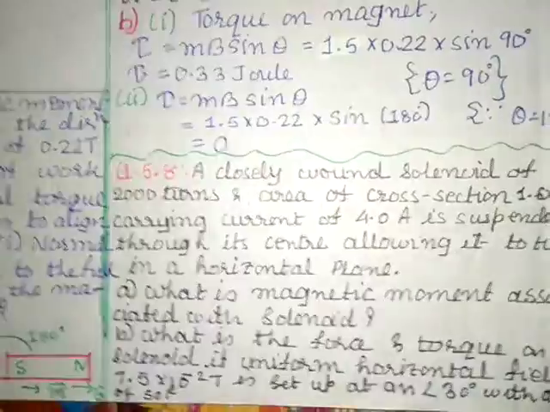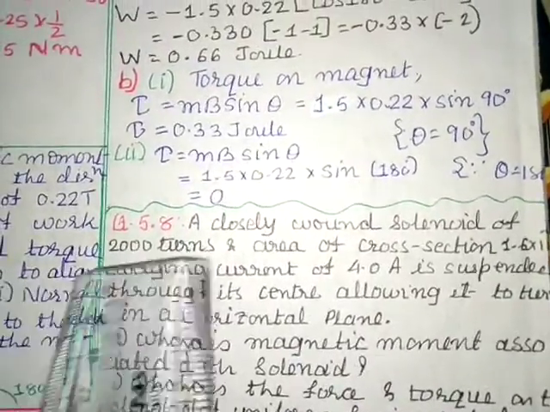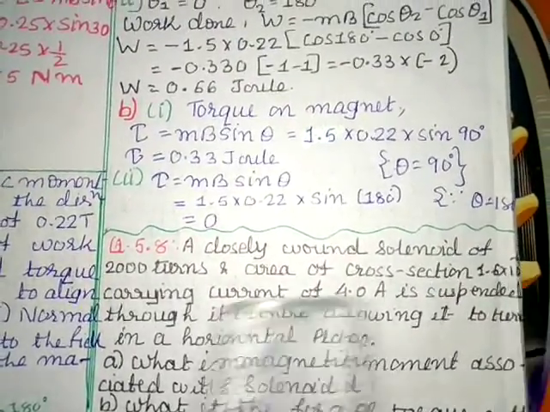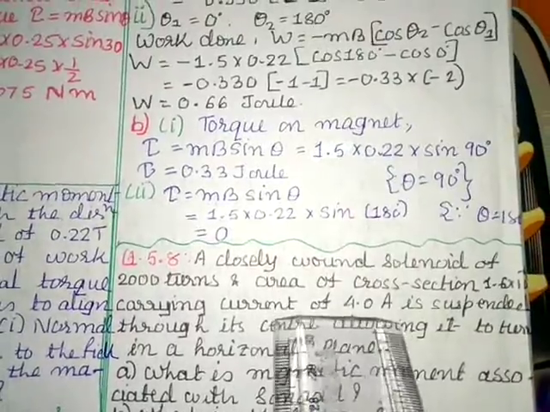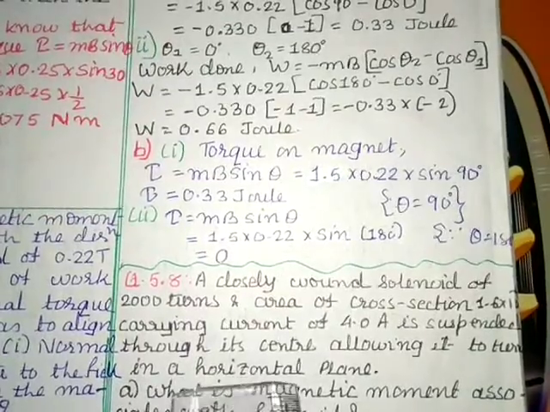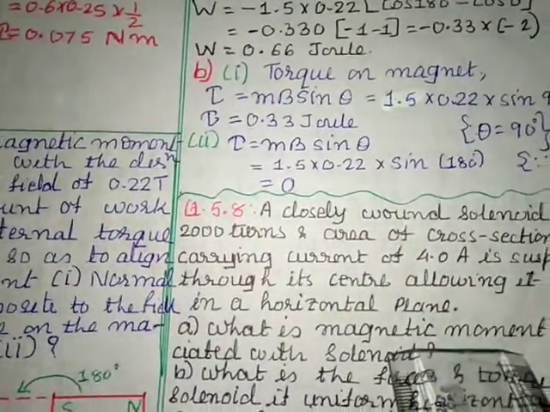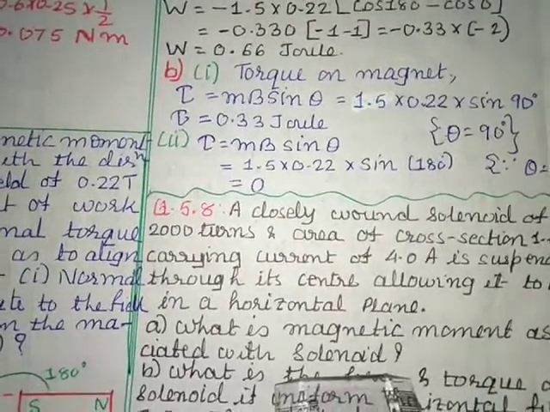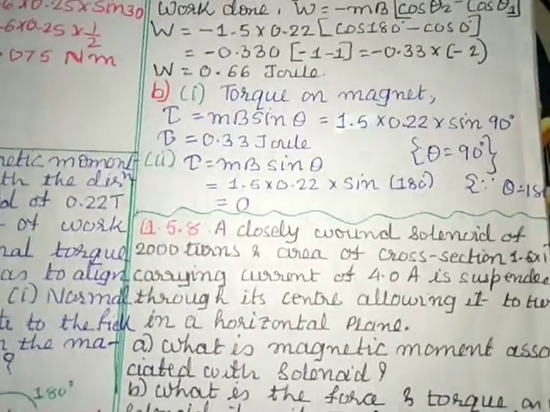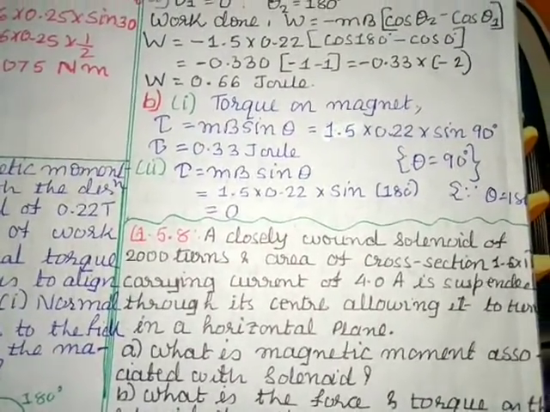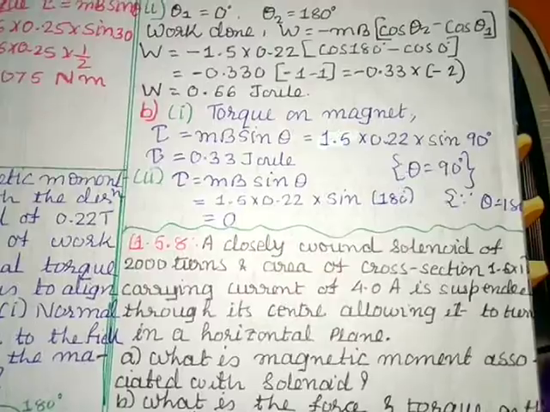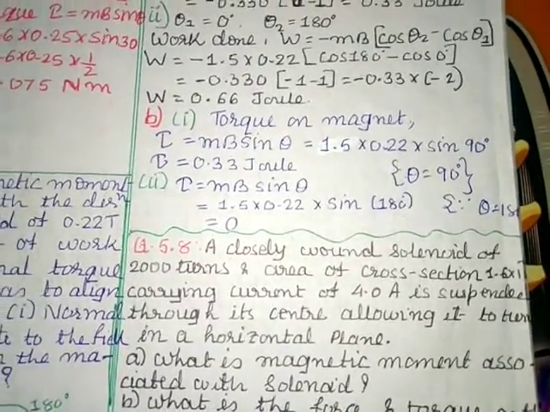Question number 5.8. A closely wound solenoid of 2000 turns and area of cross section 1.6 into 10 to the power minus 4 meter square, carrying current of 4 ampere, is suspended through its center, allowing it to turn in a horizontal plane. What is the magnetic moment associated with the solenoid? Number B. What is the force and torque on the solenoid if a uniform horizontal field of 7.5 into 10 to the power minus 2 Tesla is set up at an angle of 30 degree with the axis of the solenoid.